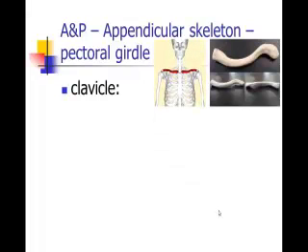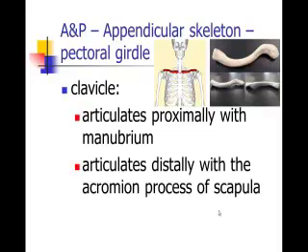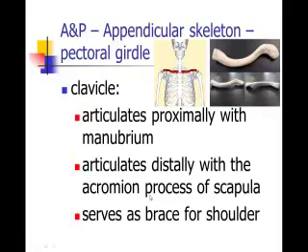So here is the clavicle, and it's going to articulate proximally with the manubrium, and distally it's going to articulate with the acromion process of the scapula. If you were writing these things in on an exam, it would be good, for example, to say it articulates with the acromion process of the scapula and not just the acromion process. You want to be complete with your answers.